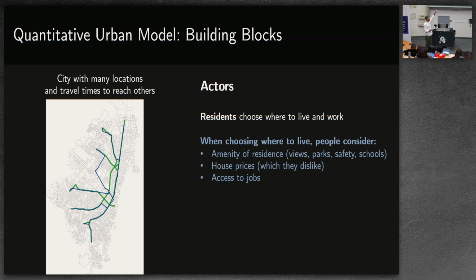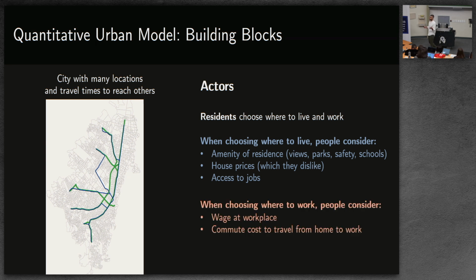Then we're going to have house prices, obviously, which people dislike. People care about house prices, but you want to live somewhere where rents are cheaper, all else equal. And then they're also going to care about access to jobs. Okay, so just how accessible is that place? Okay, so that's what they value when they choose where to live.